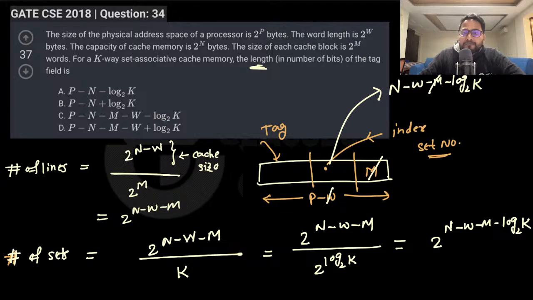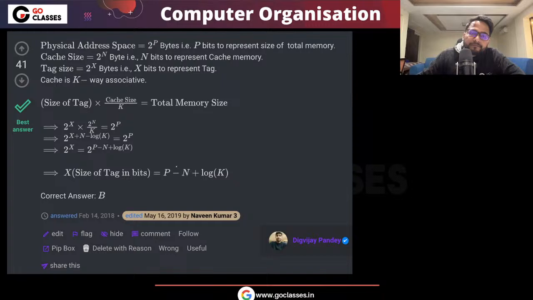So what is the answer? B is the answer. P minus n plus log k. Is this okay to you guys or not? Let me know. Okay, I hope that is fine, right?